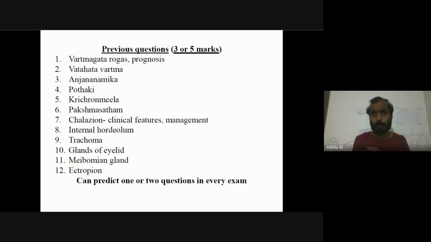So when we come to the previous questions, mainly three or five mark questions are coming, mostly in the exams. Varma Gata Rogas prognosis was once asked, Vata Kada Vartma, Anjana Namika, Podagi, Kruchurumila, Pakshma Shada, Chalazion, internal hordeolum, trachoma, glands of eyelids, meibomian glands, ectropion. These are the questions asked in previous years. So mainly three or five marks, they are asking the questions.